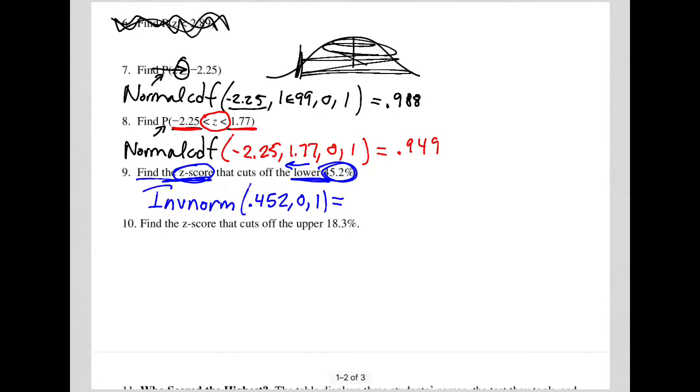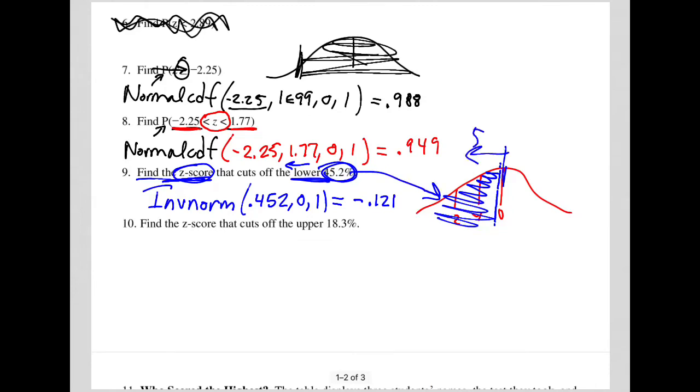And you should get that that is a z-score of negative 0.121 if we round to 3 decimal places. So it's basically that z-score, if you were to graph it on the curve, it's a terrible curve, but yeah. All right, so if we were to graph negative 0.12, that's basically barely off of 0, but on the negative side. And it's cutting off the lower, so basically everything's shaded this way, is about 45.2%. That makes sense because anything from the middle over would have been 50%, but it's a little less than that. So it does make sense.